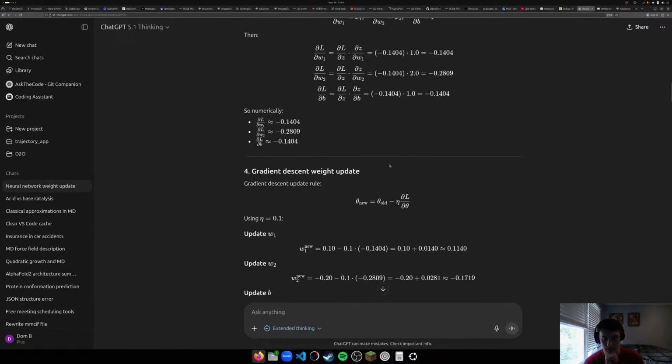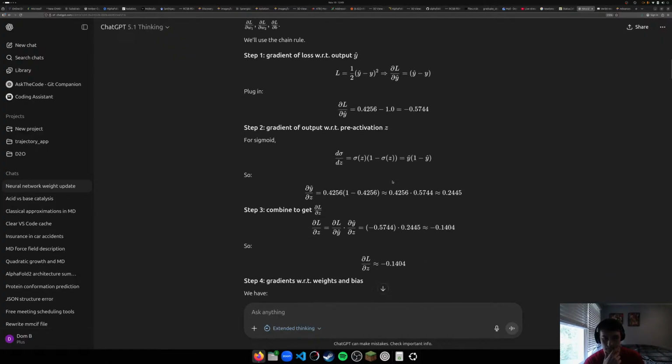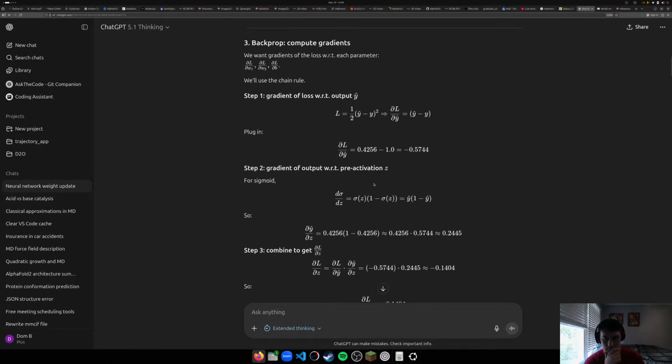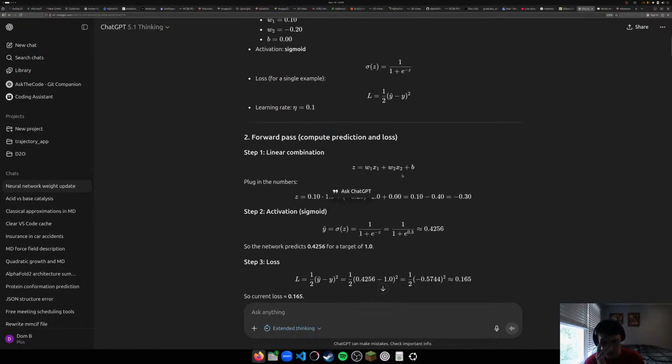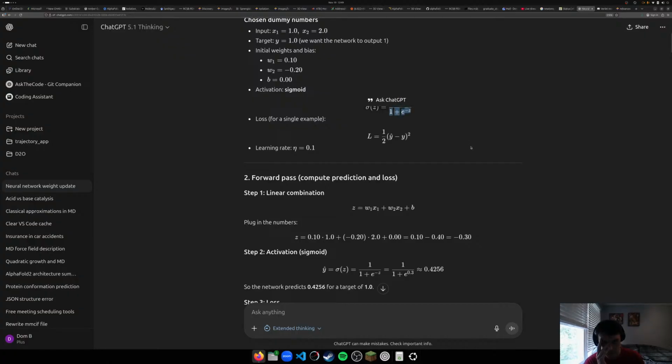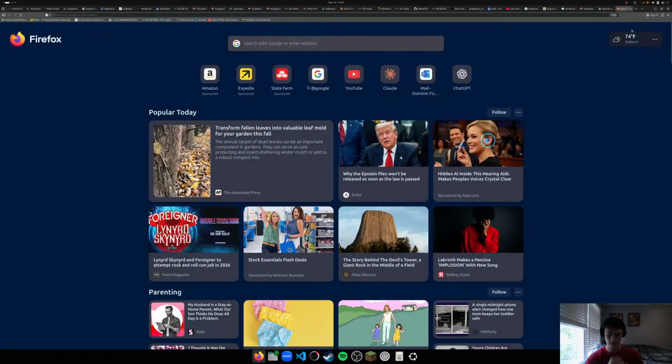So here it's saying the derivative of the sigmoid equals that. How do I do this?